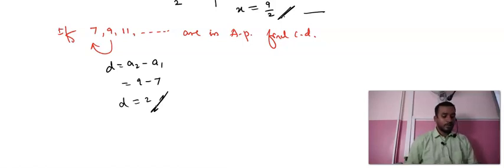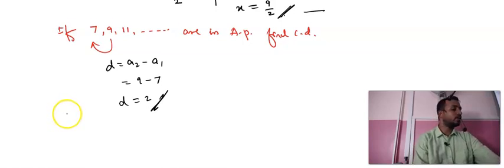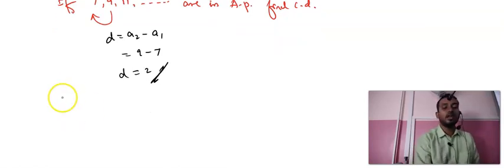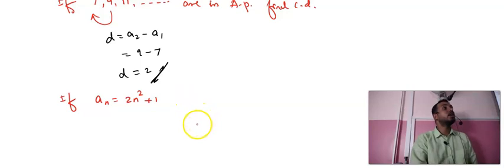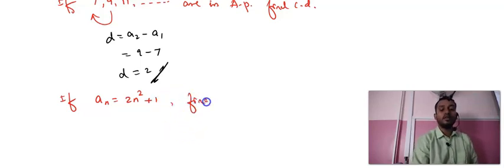Apart from that, they may ask you a question like this for 1 mark: if an is equal to 2n square plus 1, find the first 4 terms.